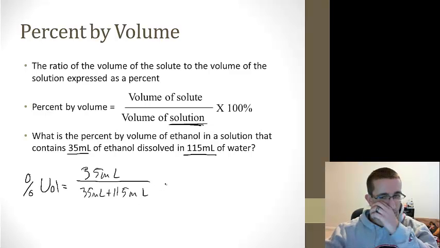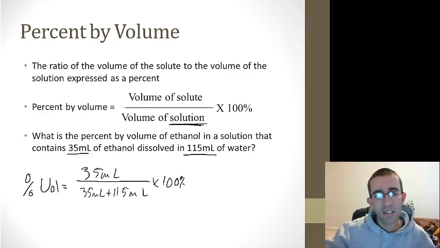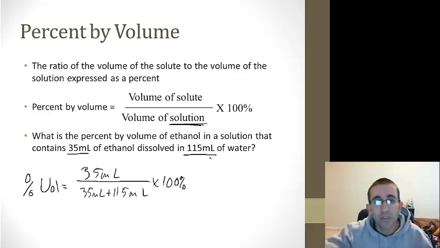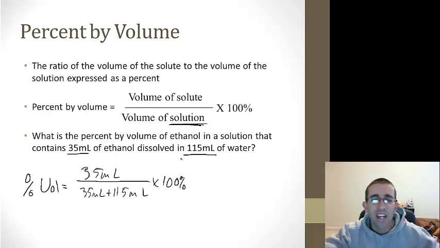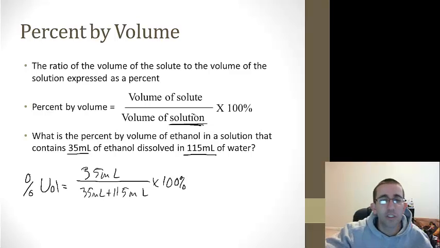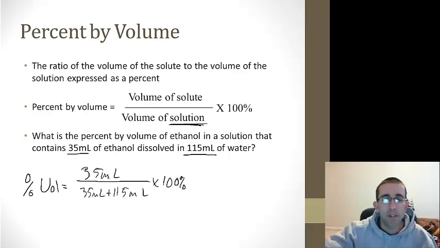Why this is hard for many students is that sometimes I'll actually give you the volume of a solution. I might say 35 milliliters of ethanol is dissolved into 100 milliliters of solution. But other times I'll give you the solvent. So you need to pay attention to know which one that is. Notice also all these are in milliliters, so the milliliters are going to cancel out. When I add these two together, 35 plus 115 gives me 150 milliliters of solution.